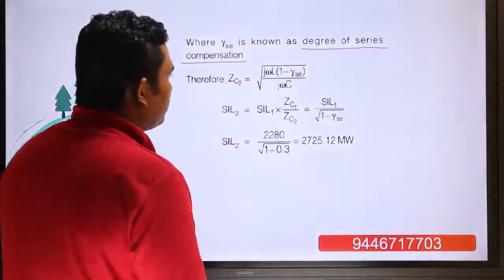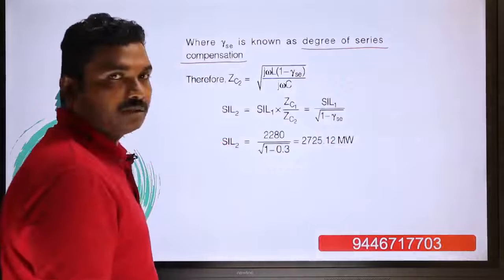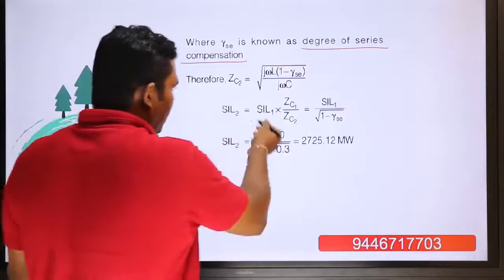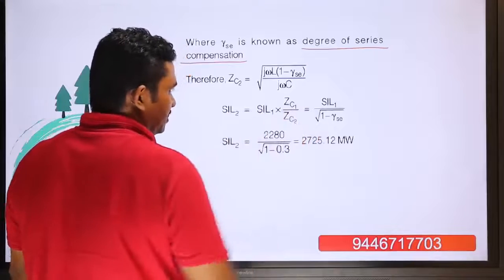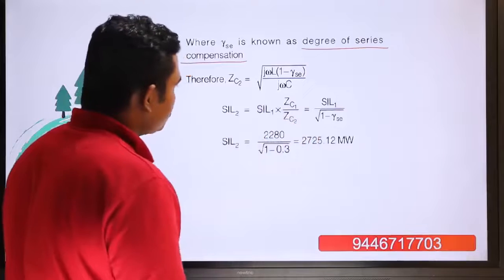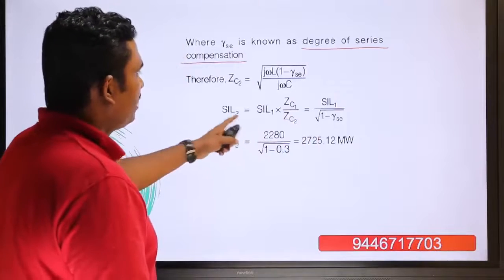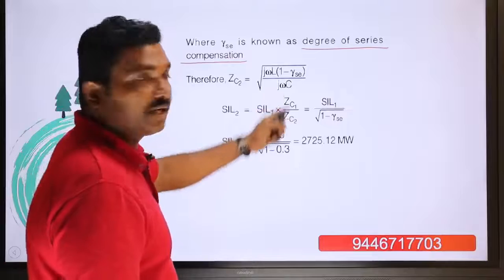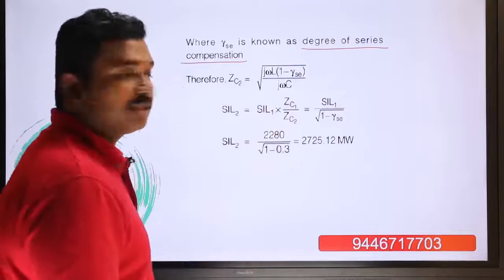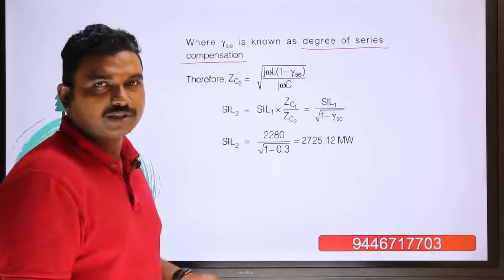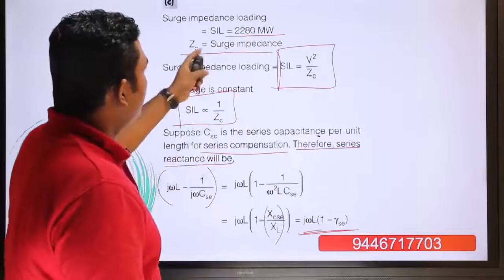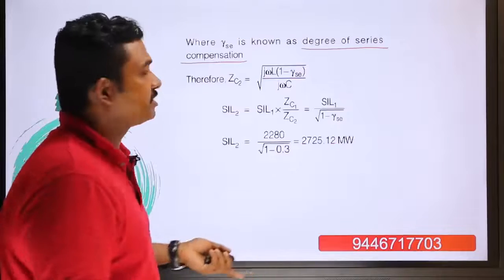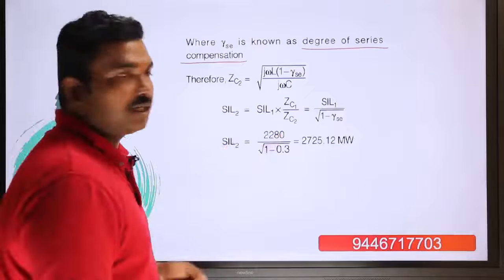So we can write the expression relating the surge impedance loading to the compensating impedance. SIL2 divided by SIL1 is equal to ZC1 divided by ZC2. So that is the fundamental equation. Here SIL1 is given. We will have to find out the value of SIL2. Now we have found a relation with respect to ZC1 and ZC2 with respect to the series compensation that is given. Initially there was no compensation, so the uncompensated line had a surge impedance loading of 2280. Now the line is compensated with a 30% compensation, and it is going to become the gamma SC.